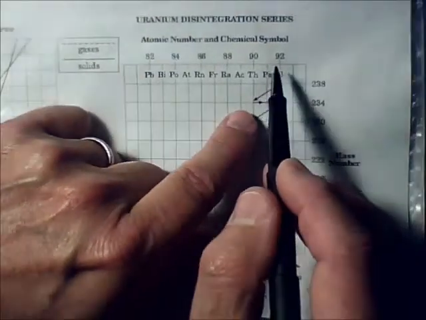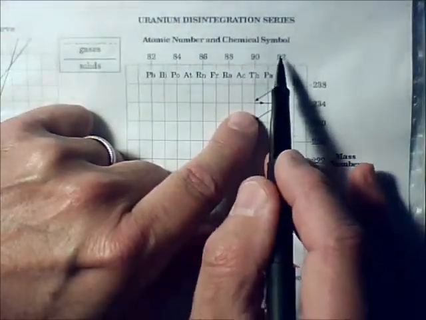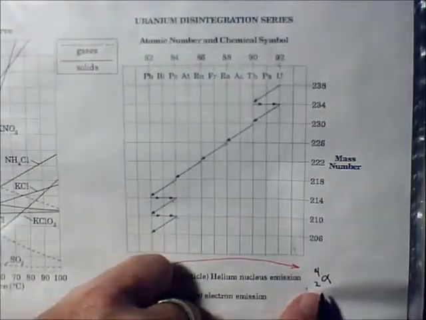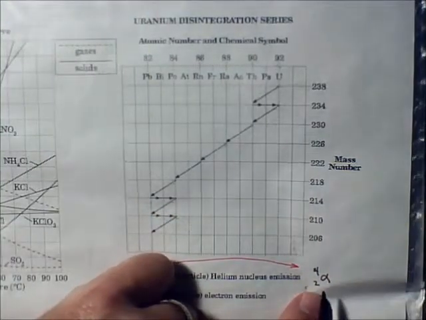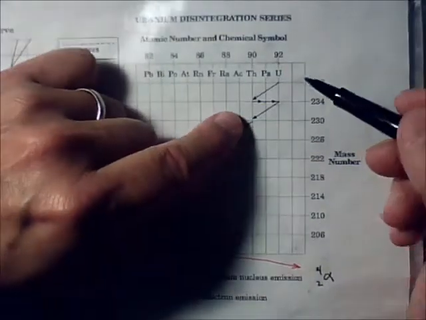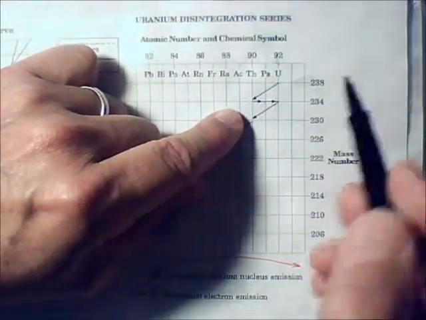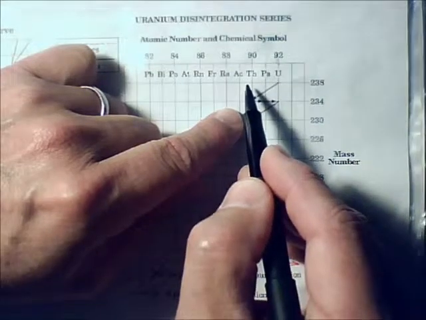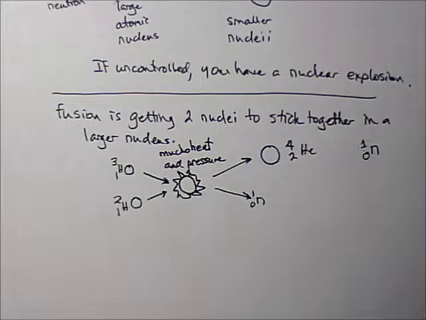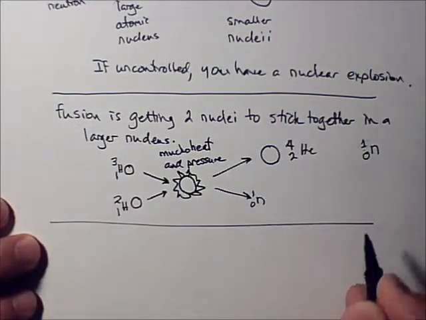But we're also changing the atomic number. We go from 92 to 90 because we're giving away 2 protons. The alpha particle has 2 protons, 2 neutrons for a mass of 4. So the mass goes down by 4. The atomic number goes down by 2. Now this is just showing the process. We're going to write a nuclear equation to represent that process.